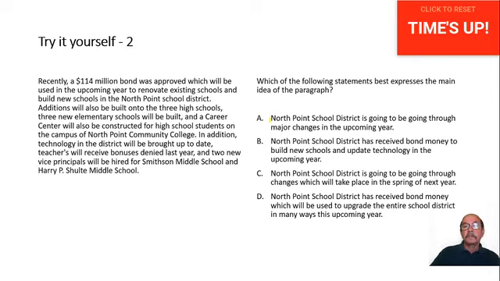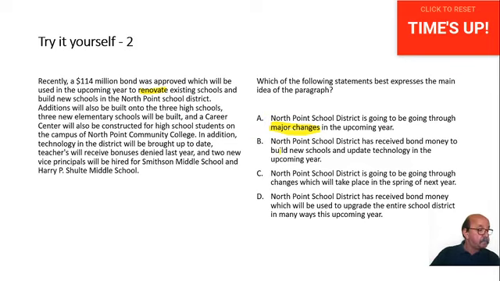Now we cannot select option A. Why not? Because it talks about major changes. The passage doesn't deal with changes. The passage is dealing with what? To renovate and to upgrade the schools. It's not talking about changes. So A option will not be the correct option.